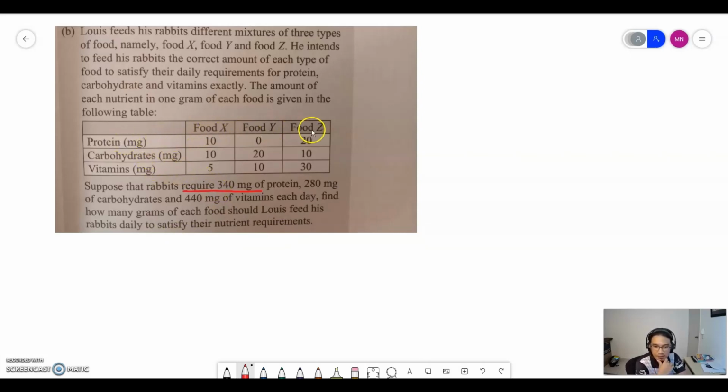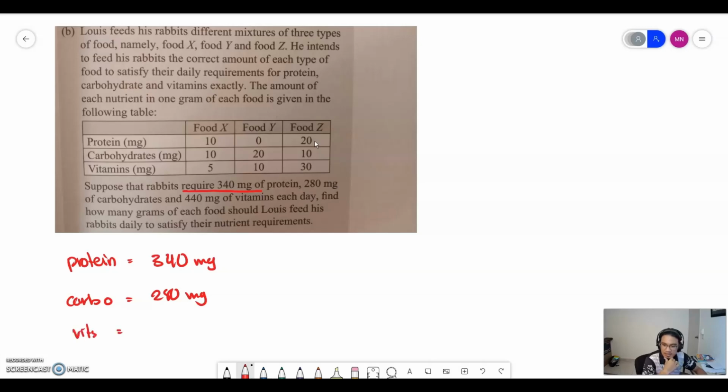Okay, so from here, it mentions food X, food Y, and food Z. Food X has protein 10, food Y has 0 protein, food Z has 20. So what we can conclude from here is the rabbit supposedly needs a total of 340 milligram protein, carbohydrate equal to 280 milligram, and vitamins equal to 440 milligrams.